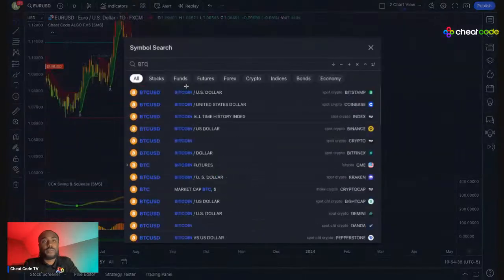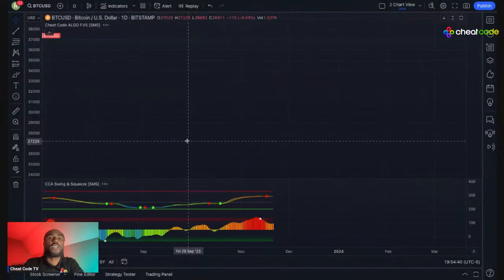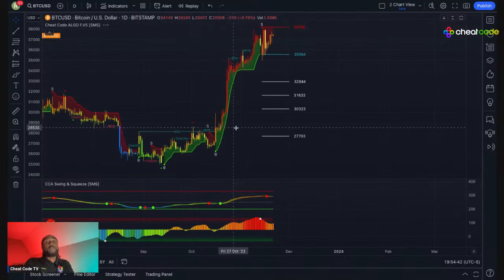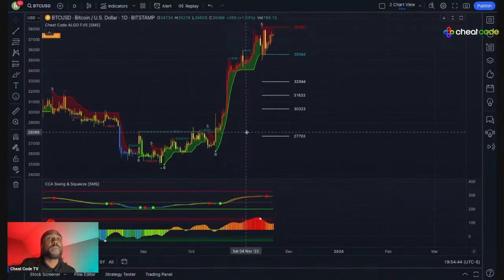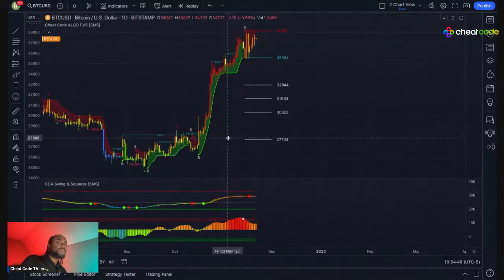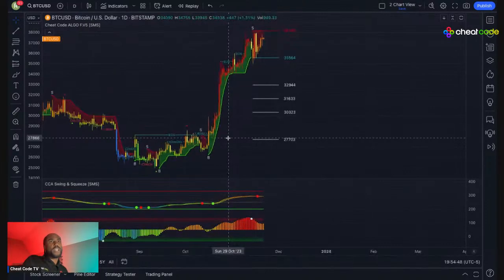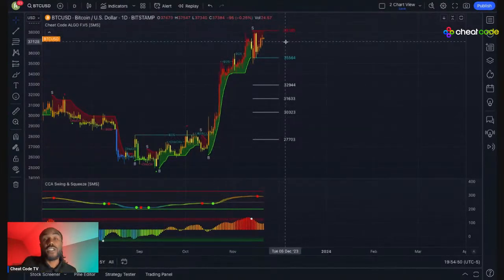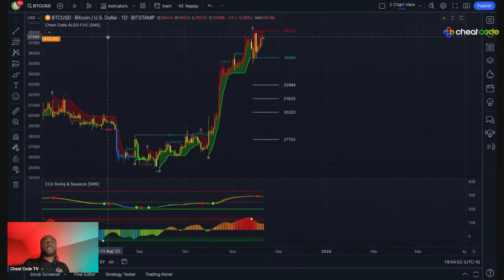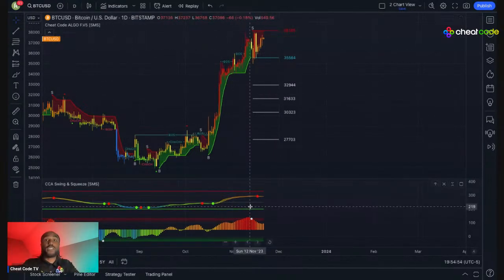If you want to trade cryptos, you can do that as well with the Cheat Code Algo. I mean, wow, look at this. Oof. I mean, this is an example here. We got Bitcoin on the daily. It's looking bearish. It's not to say that it can't keep going, but that's just to say that we are running hot, right?